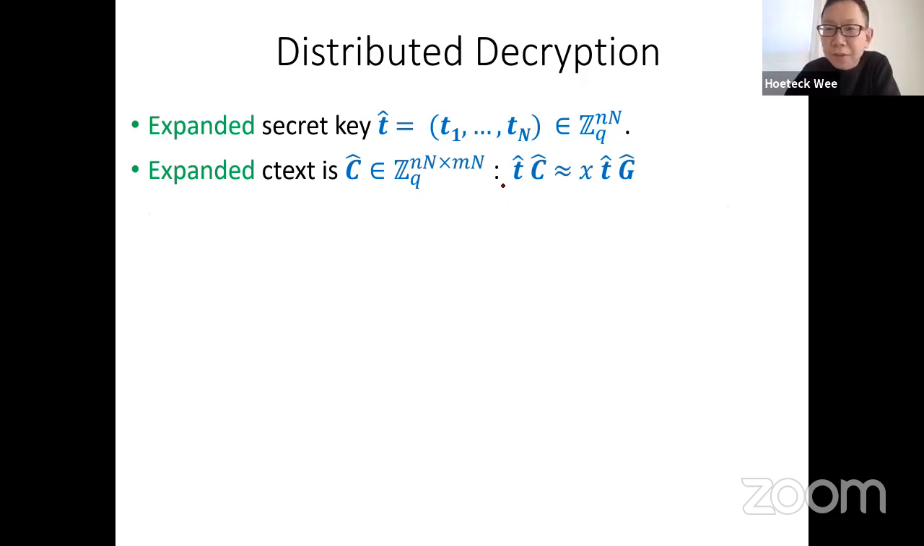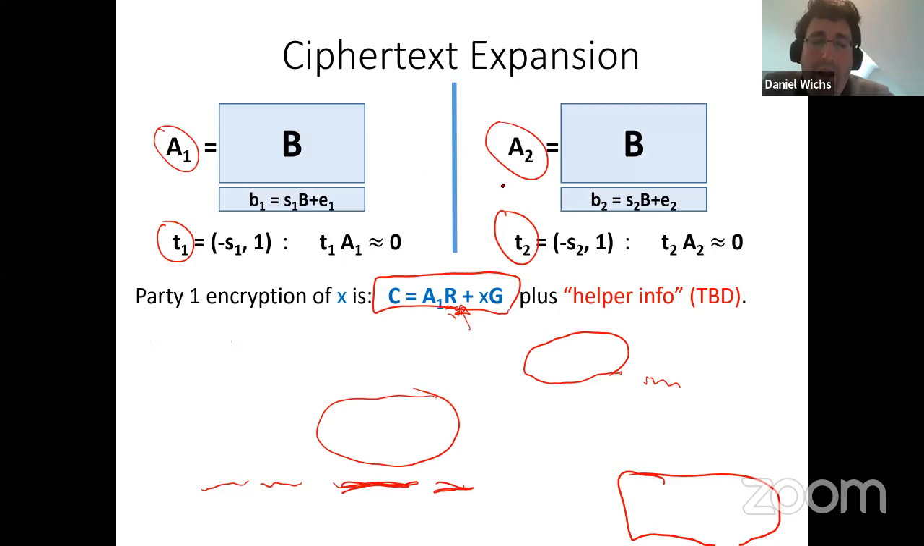Daniel, there's a question from the audience. Roughly speaking, does party one somehow need to know party two's identity to compute the ciphertext correctly? Because it looks like party one needs to know B2. Good. No, it does not.